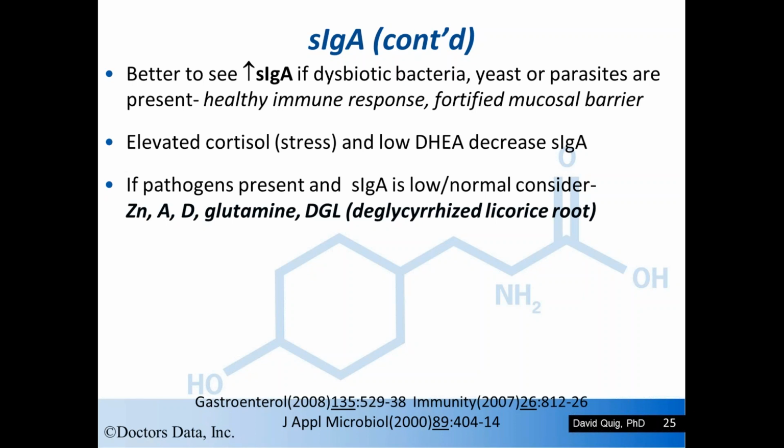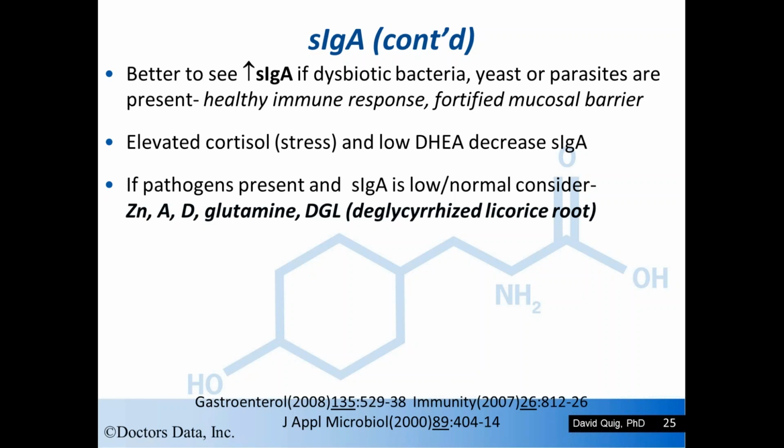And when you ask the clinician, is the patient under a significant amount of stress, you wouldn't believe how many times the clinicians react rather dramatically and say, yes, this patient is going through a nasty divorce or is having a very difficult time in their life. So do consider stress and cortisol, low DHEA when you see low secretory IgA.